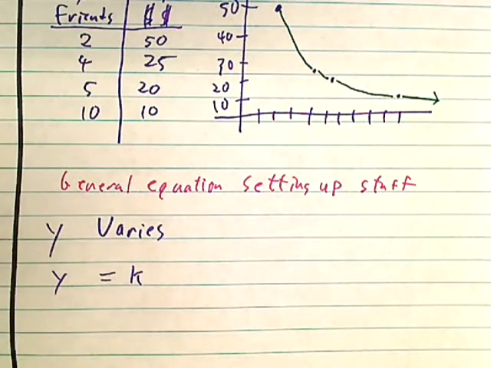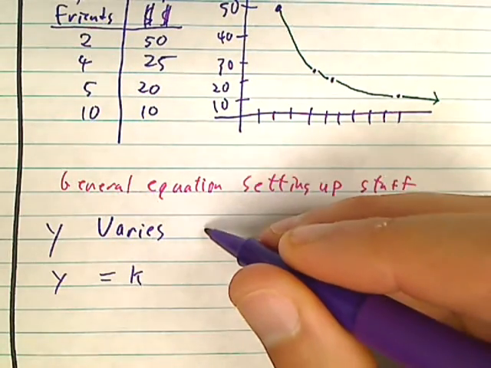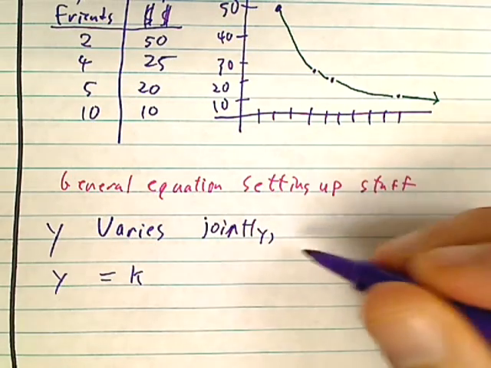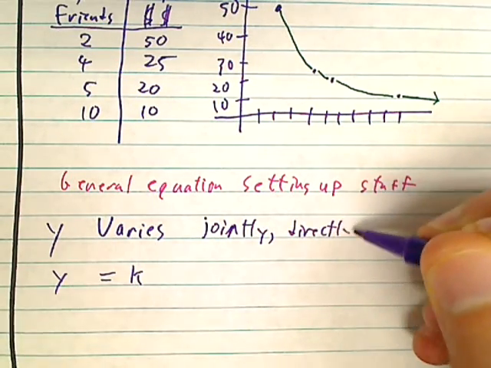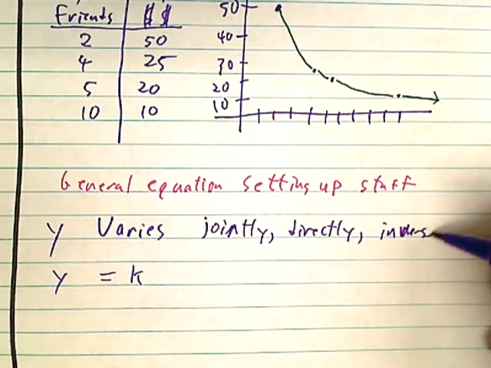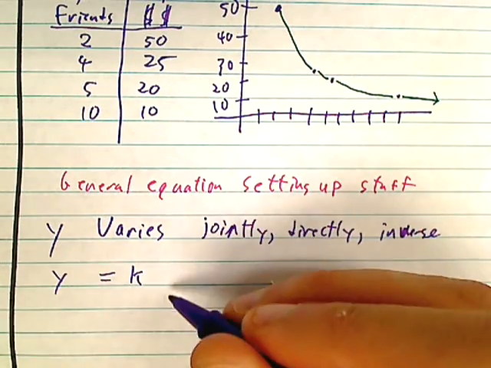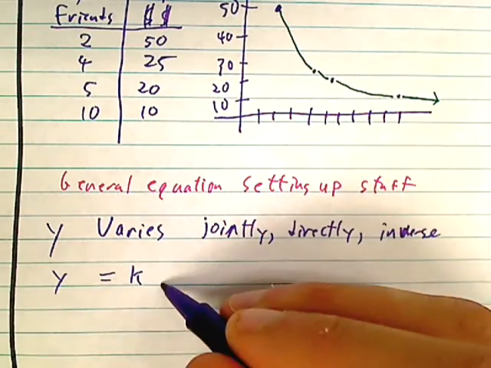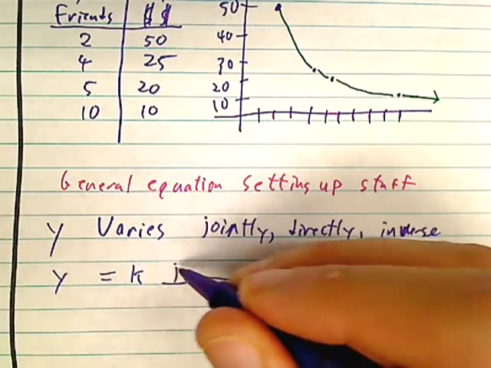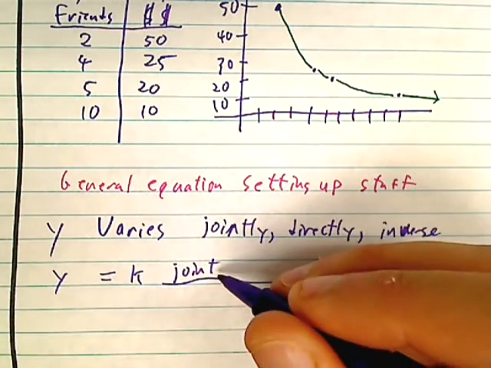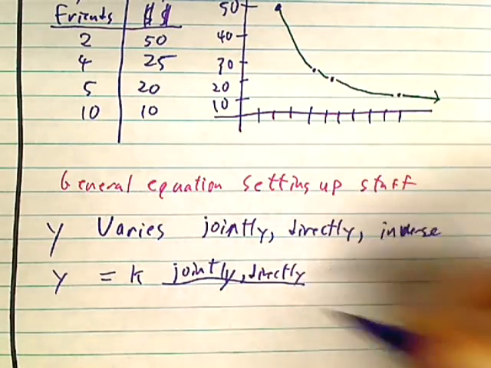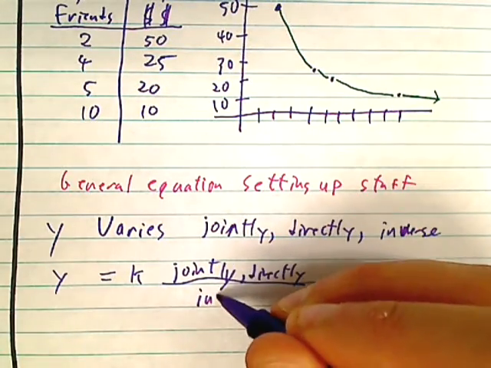And then you're going to see some words like jointly, directly, and inversely. Okay? Well, let me set up a fraction here. So jointly and directly go in the numerator, whatever variables are after them. And inversely goes in the denominator.